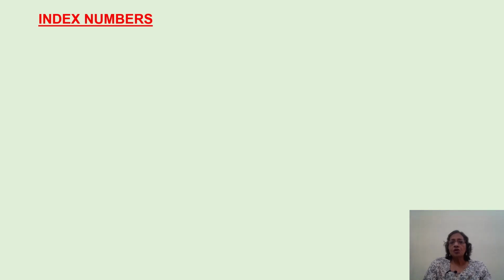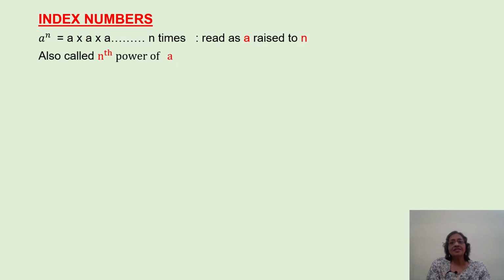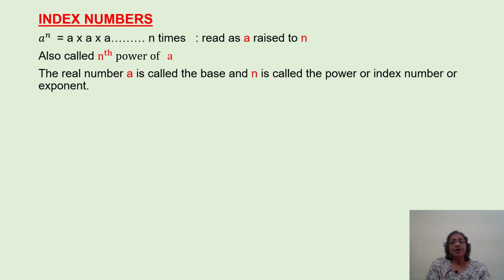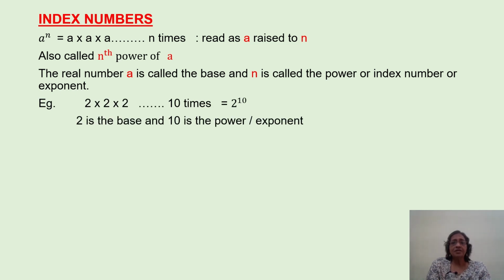Okay, so as a revision, let's do something about index numbers. You have done in your school days a raised to n, which is nothing but a multiplied n times, and it is written as a raised to n. The real number a is the base and n is called the index number or the exponent. Now I have taken an example: 2 into 2 into 2, 10 times, which is written as 2 raised to 10.